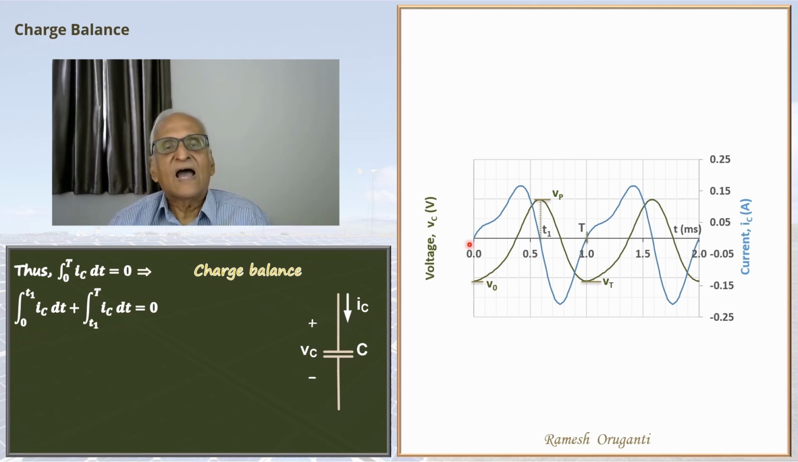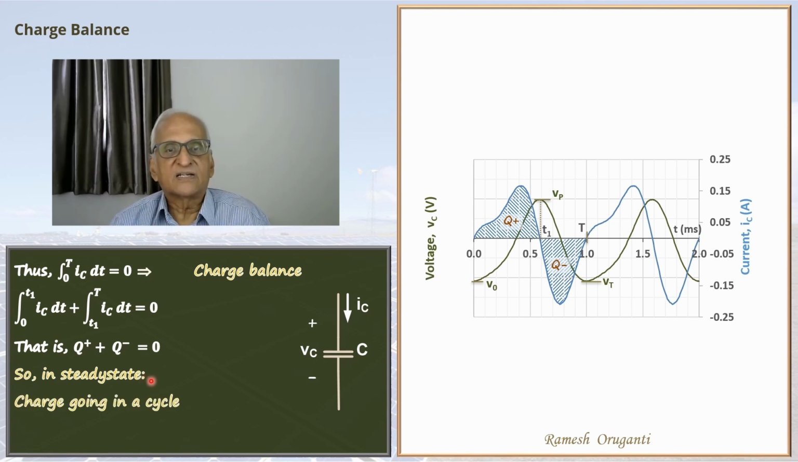Between 0 and t1, IC is always positive. So this is the charge going into the capacitor. Let's call that Q plus. Between t1 and capital T, IC is always negative. So this is the charge that is going out of the capacitor. Current is going out. So this is Q minus. So Q plus plus Q minus equals 0. Or Q plus and Q minus are equal in magnitude. The total charge going in during a cycle equals the total charge coming out in a cycle.